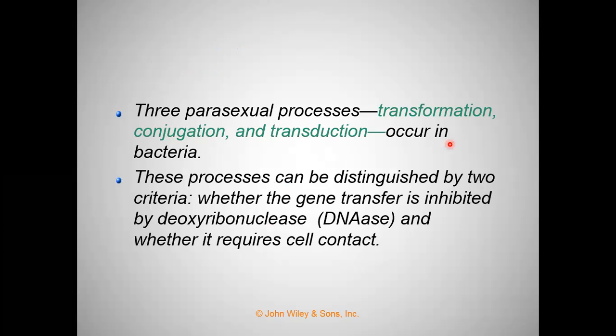So up till now, there are three parasexual processes occurring in bacteria: transformation, conjugation, and transduction. These processes can be distinguished by two criteria: whether the gene transfer is inhibited by deoxyribonucleases and whether it requires cell contact.